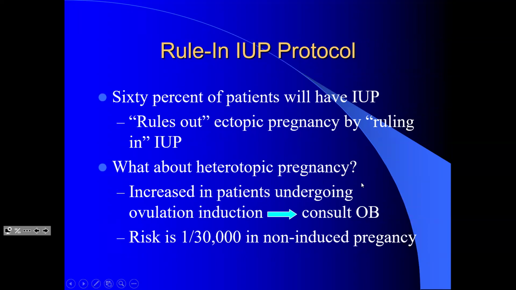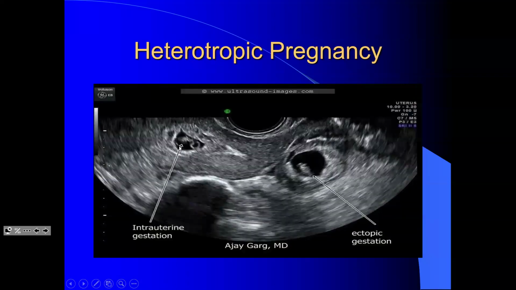Normally, you don't see this unless the patient has ovulation induction. So there will be a history of ovulation induction, the ones who are artificially trying to get ovulation stimulation. The risk is 1 in 30,000, and obviously there will be a history of ovulation induction. Doctor, so we have two pregnancies at the same time? Yes, you would have a pregnancy inside the uterus and an ectopic pregnancy outside the uterus.